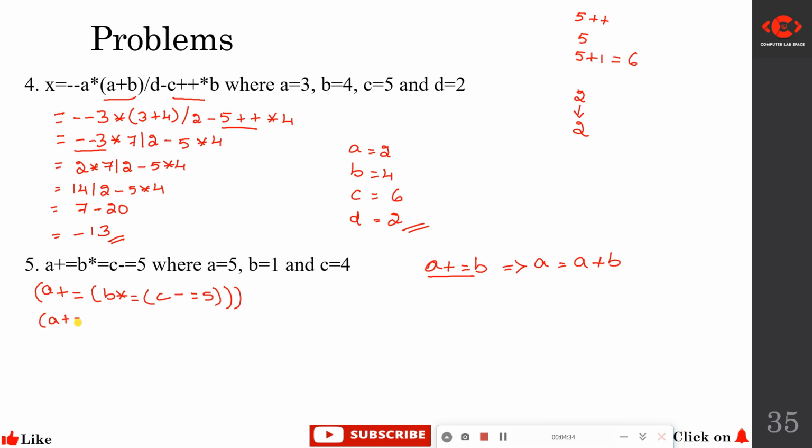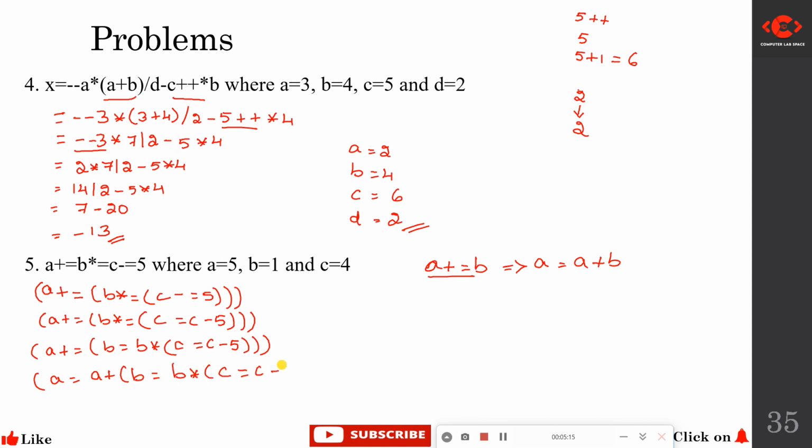So A plus equal to B into is equal to. See, we have included the brackets and we are going to solve the inner bracket first, then the outer, then the next outer. So C minus is equal to 5. How we are going to expand this? C is equal to C minus 5. Isn't it? So similar way, you just expand all this. A plus is equal to B is equal to B into then C is equal to C minus 5. Is it clear? Then A is equal to A plus, then B is equal to B into, then C is equal to C minus 5.